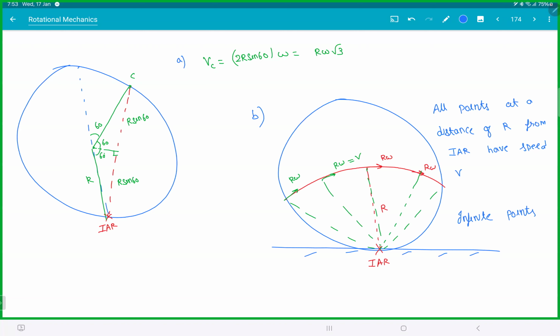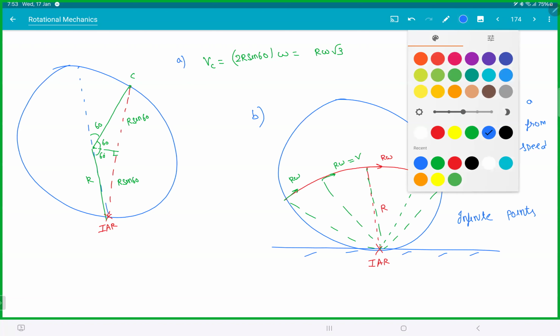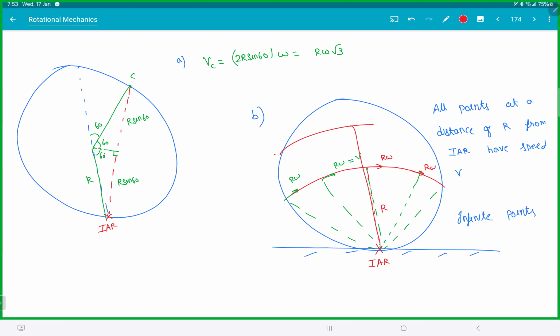If I ask you how many points are there on the disk with speed root 3v, same logic, right? Root 3v, draw a circle, infinity. Make sense? How many points with the speed 2v? There will be only one point, the highest point, that's it. That way you can play around. The question hasn't happened yet.